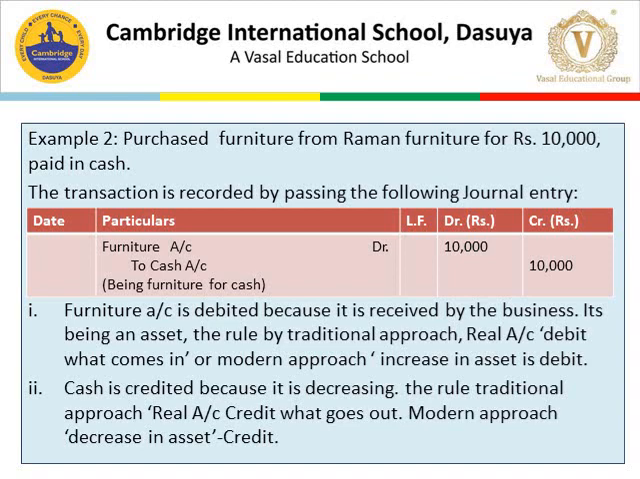Credit, cash is credited because it is decreasing. Cash is an asset. The rule by traditional approach, real accounts rule, credit what goes out. Real account says credit what goes out. That is why cash is credited. Or according to the modern approach, decrease in assets is credited. So decrease in asset is credited, cash is an asset. Here is the question solved according to the traditional as well as modern approach.